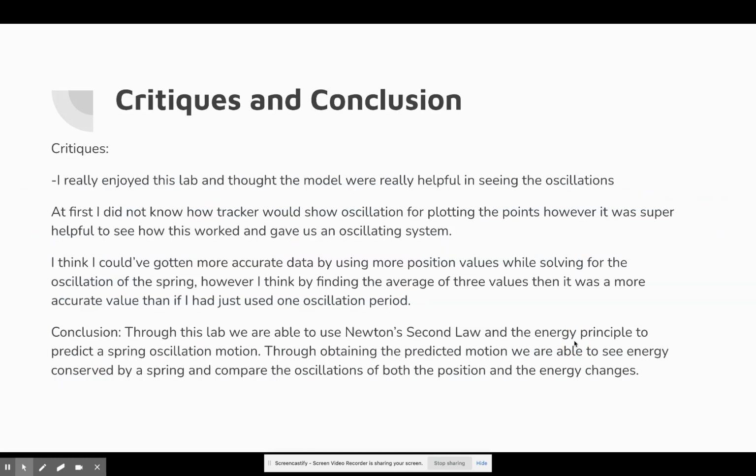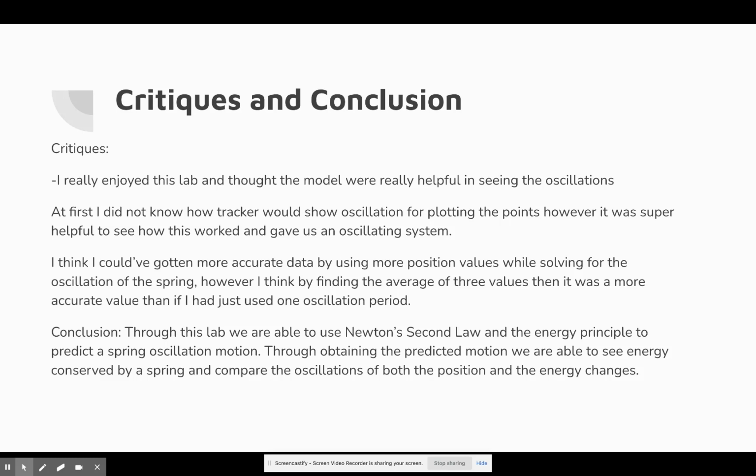So critiques and conclusions. I really enjoyed this lab and I thought the models were really helpful. At first I was a little confused on how our tracker positions could really translate to that oscillation, so it was really cool to see that model come out and see where our position points really lied on that oscillating system. So I think I could have gotten a little bit more accurate data by using more position values while solving for the oscillation of the spring. However, I do think it was better that I found the average of 3 different values of the oscillation period instead of just one.